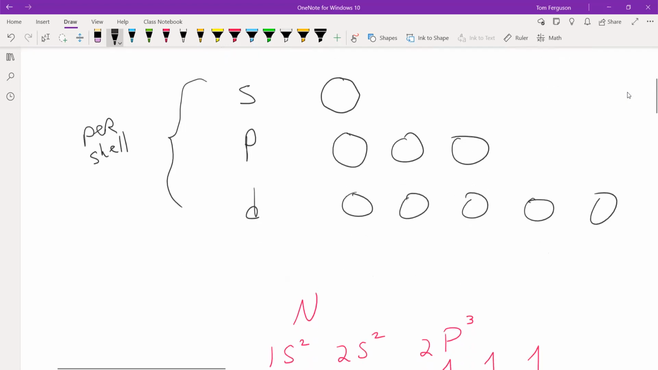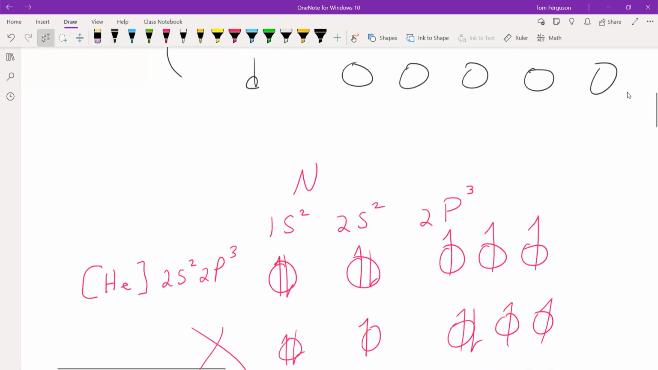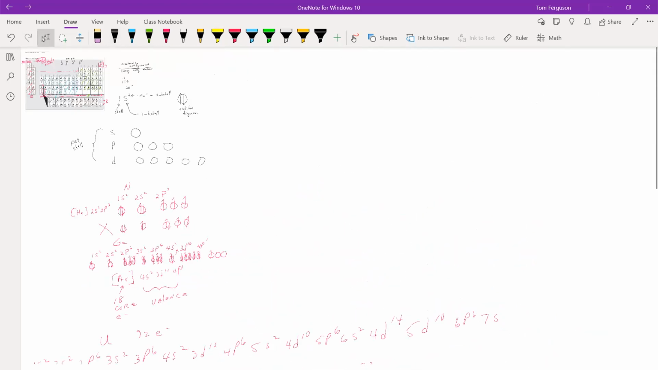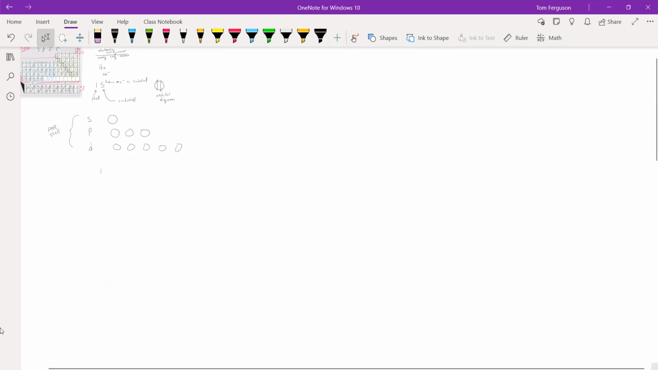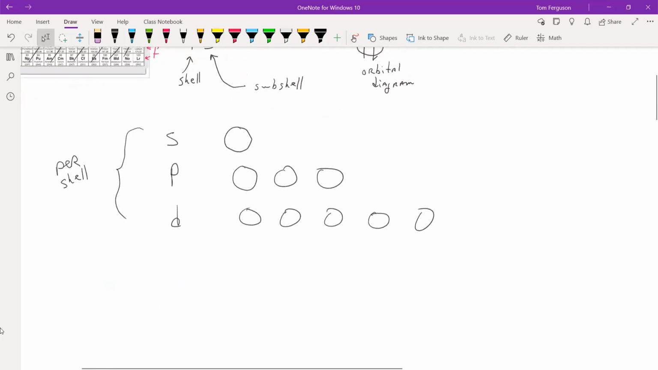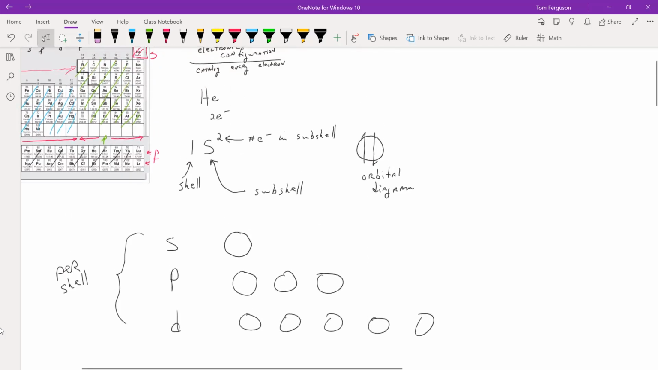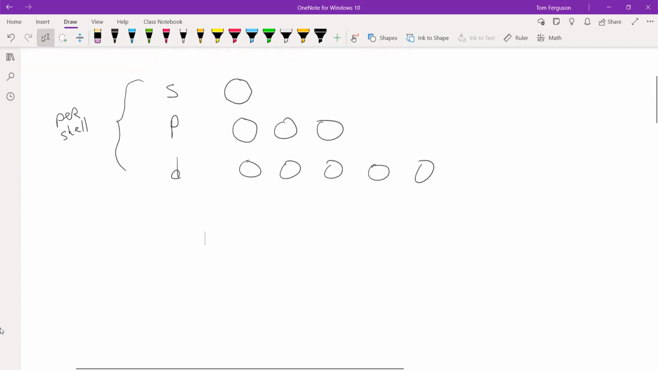All right, so let's do another one here. Got a whole bunch of these already done here. Let me just start over here. Okay, so let's do carbon. Okay, so how many electrons does carbon have? What's the atomic number for carbon? 6. How many are core? 4 valence, 2 core.